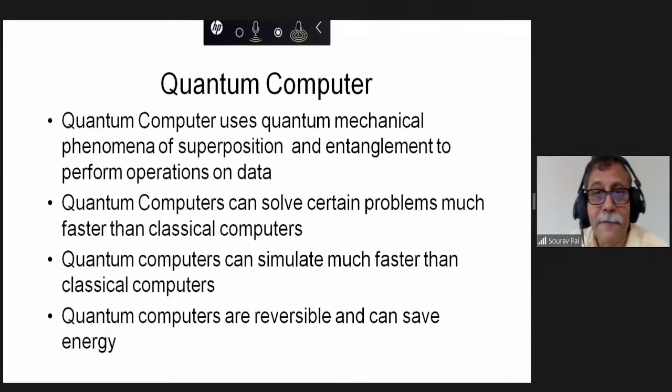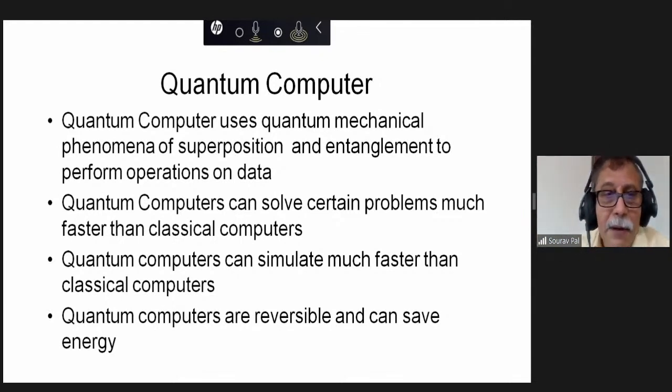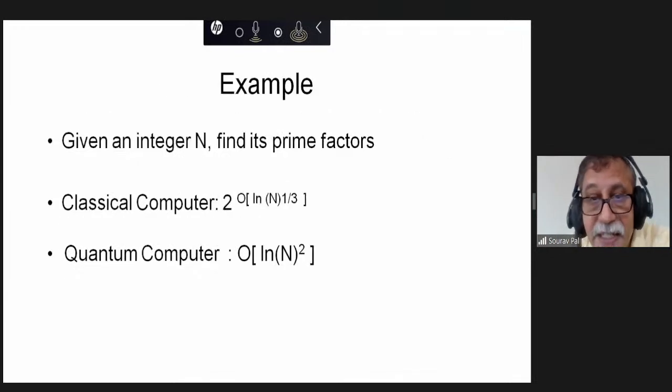So a quantum computer, in very short, uses quantum mechanical phenomena of superposition and entanglement to perform operations on data. So you actually generate several memory so that that can make the quantum computing very easy. Quantum computers can thus solve problems much faster than the classical computers. Quantum computers can simulate much faster than the classical computers. And what is important is that they're reversible and can save energy.